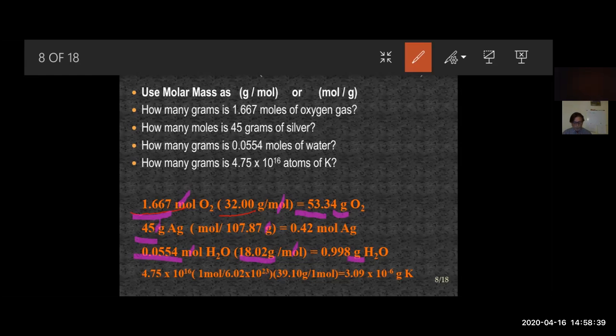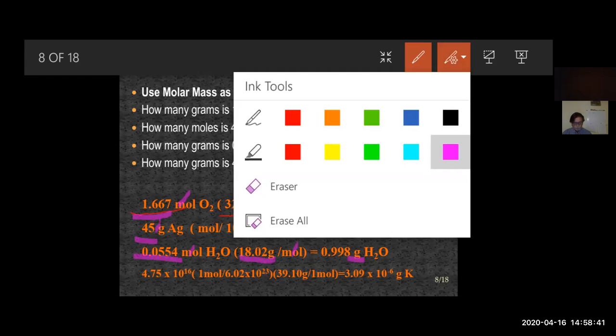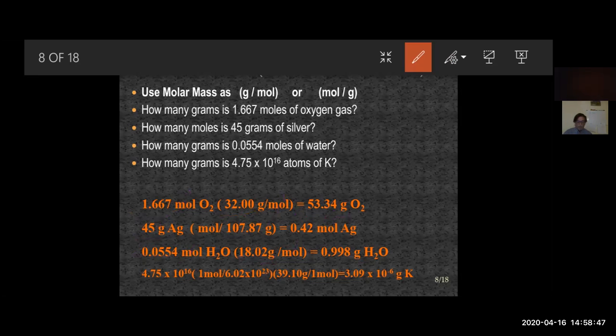Now, finally, the last one. Let me erase all that because it's getting a little bit crazy. We're given 4.75 times 10 to the 16 atoms of potassium. We want to get to grams. So you know we're going to need the atomic weight at some point, but before we can do that, we need a factor.